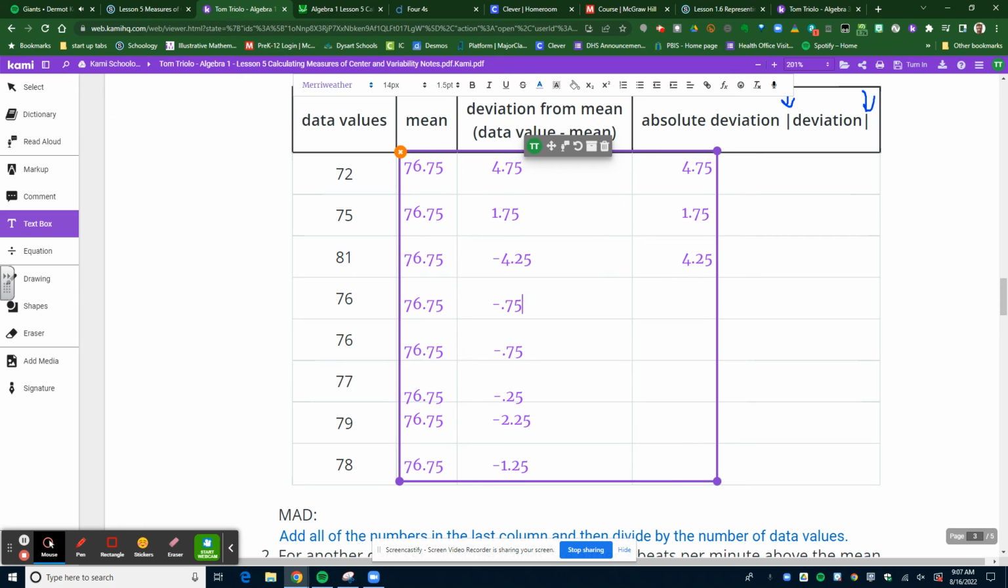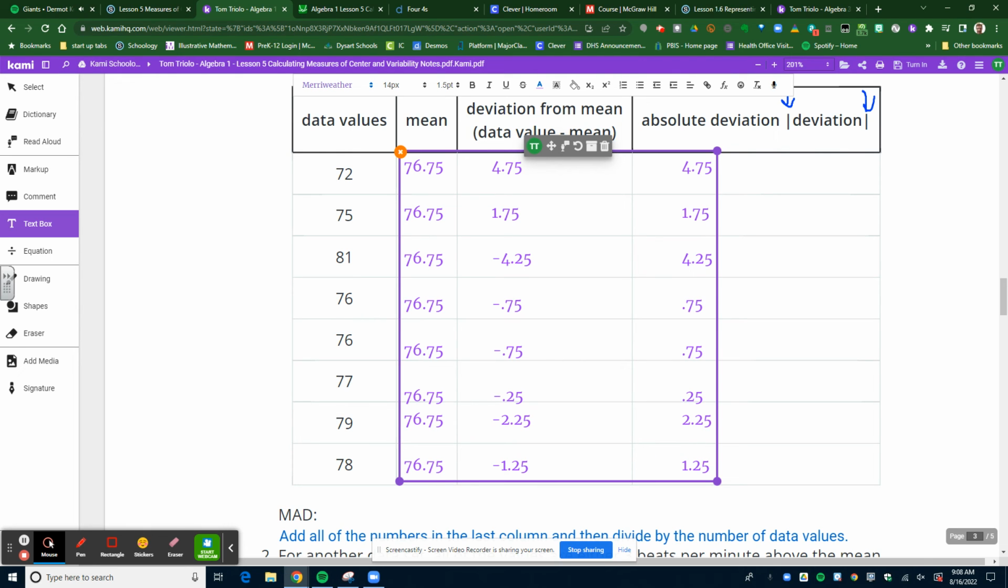Okay. Tab over. 0.75. There's no negatives. No negatives. Tab over. 0.75. Down, down, tab over. 0.25. Tab over. 2.25. And the last one. I got paper bags if we hyperventilate. It's all good. 1.25. Okay.